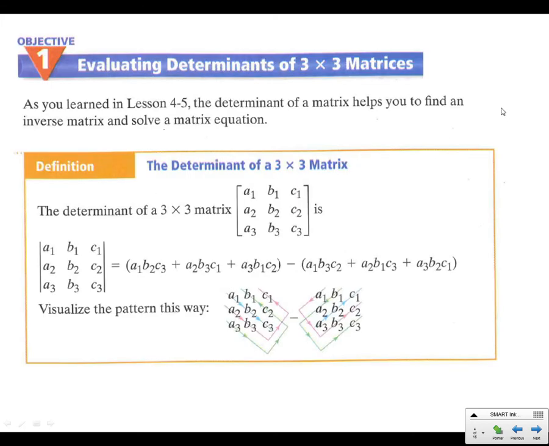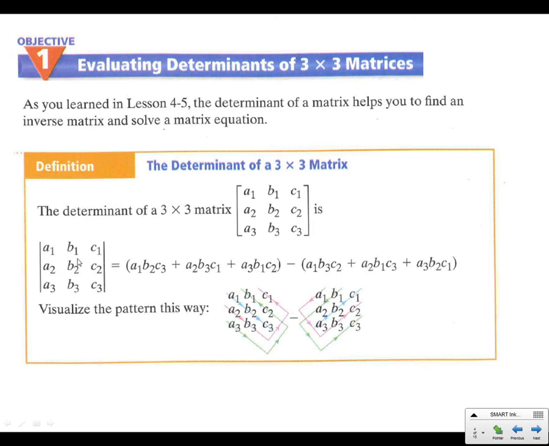Alright, so let's figure out how we evaluate a determinant. Last time it was easy because it was just down minus up, but now we've got more cells to deal with, more elements to deal with. So here's how it works. We're going to do all the different ways we can go down. The first one's easy because it just runs straight across. A1, B2, C3, and that's here.